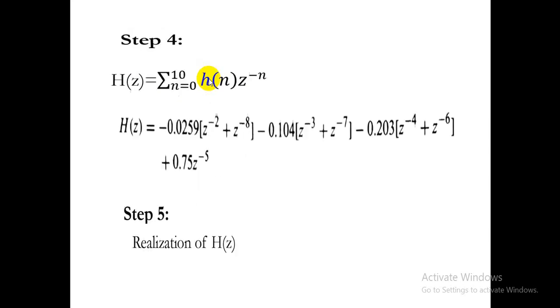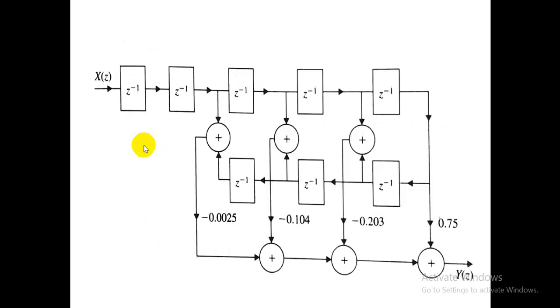Now with those values, you have to find H(z). We have taken N as 11, so the sum is from n equal to 0 to N-1, which is 10 here, of h(n) z^(-n), right? Now you will get H(z). With this equation, you realize H(z). Clear? So the realization structure is here.